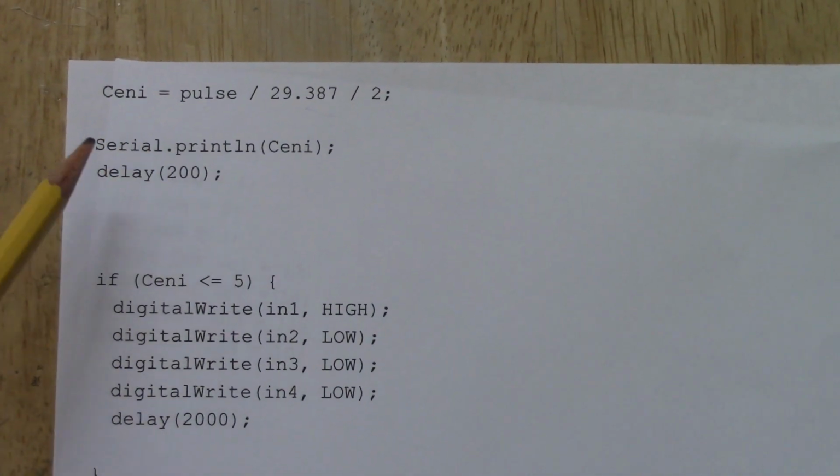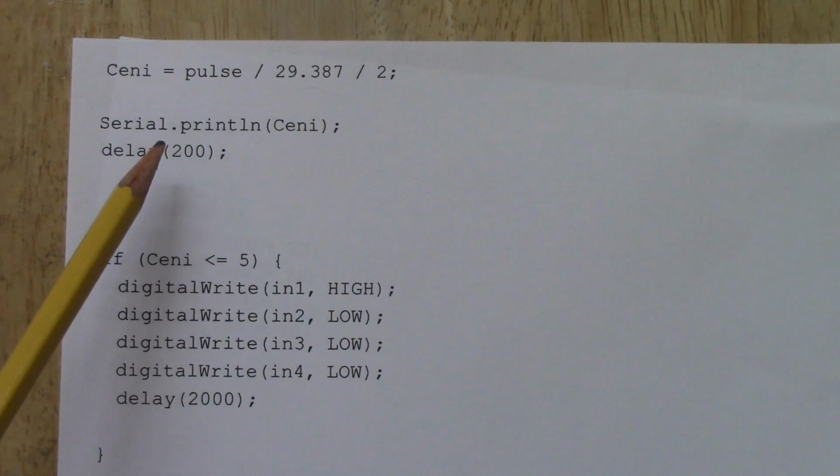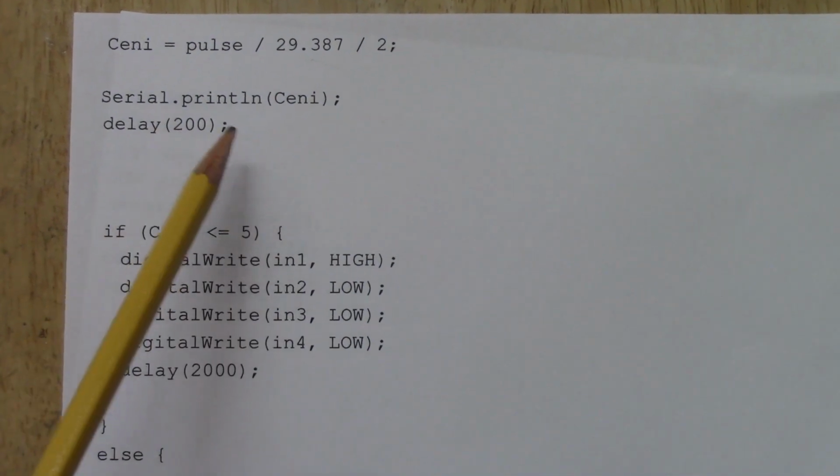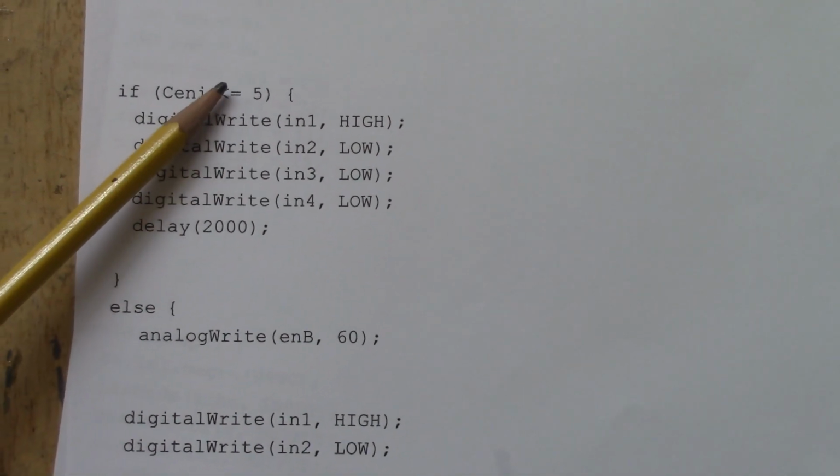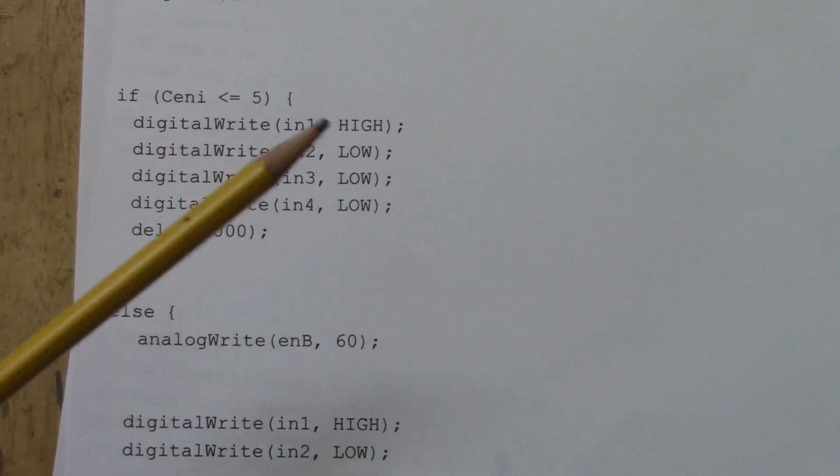Sensi equals pulse divided by 29.387 divided by 2. What that does is it converts the time of the pulse into centimeters. So Serial.print sensi, that's going to show up on the serial monitor for reference, and then delay 200, so 0.2 seconds. And then for our if statements here, we're going to have if sensi is smaller than 5, sorry.